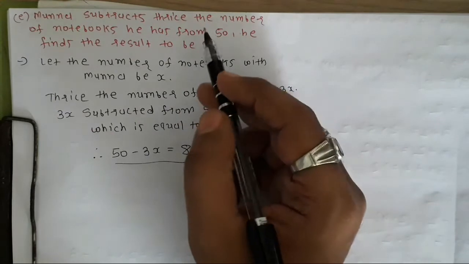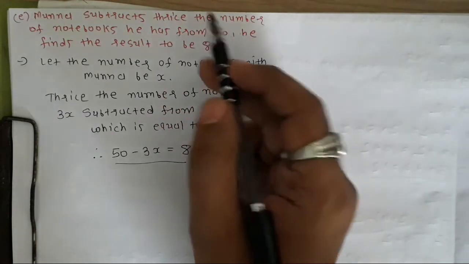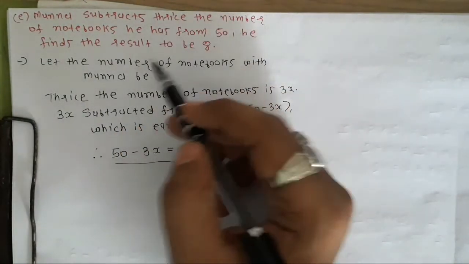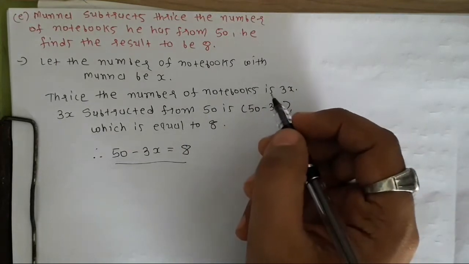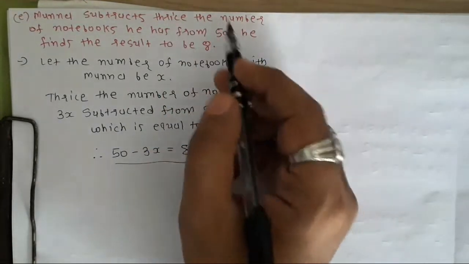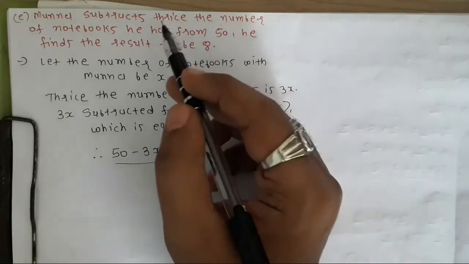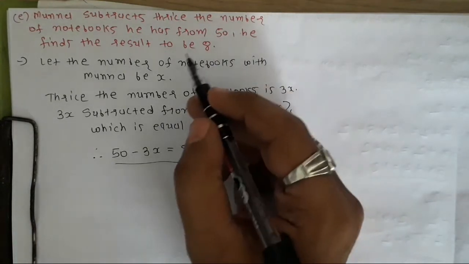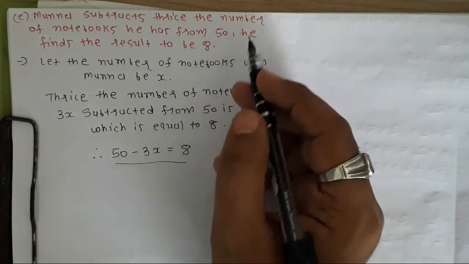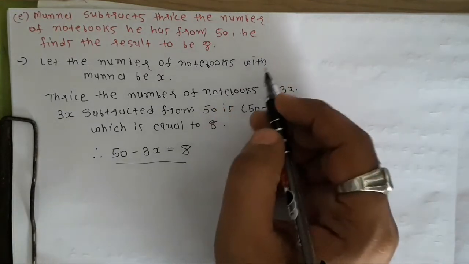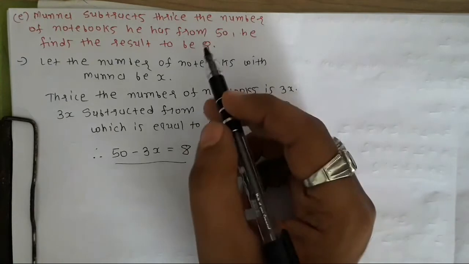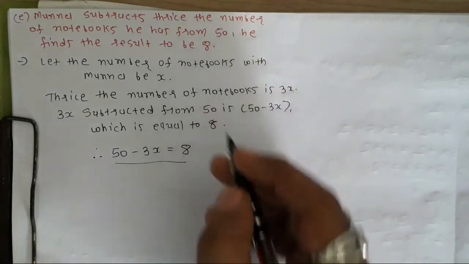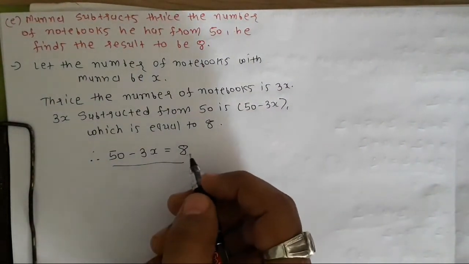Now thrice the number of notebooks he has is subtracted from 50. So Munna was having 50 notebooks. Right now Munna subtracts thrice the number of notebooks from that. So 50 minus 3x. We try to understand that Munna was having first of all 50 books, and from that he subtracted thrice the number of notebooks, that means 3 into x. Now he finds the result to be 8. That means when he subtracts thrice the number of notebooks from 50, he gets 8 notebooks as the result. So the equation will be 50 minus 3x is equal to 8.